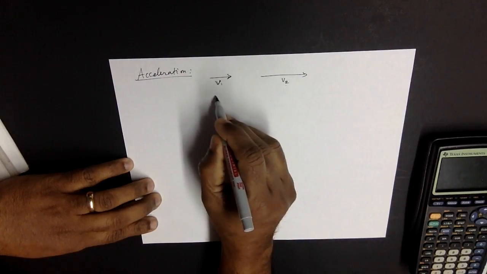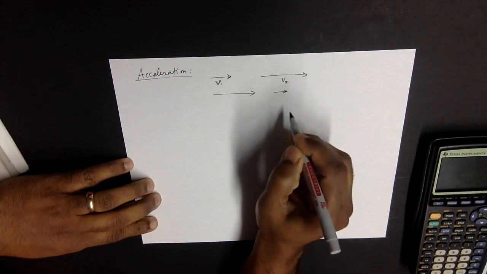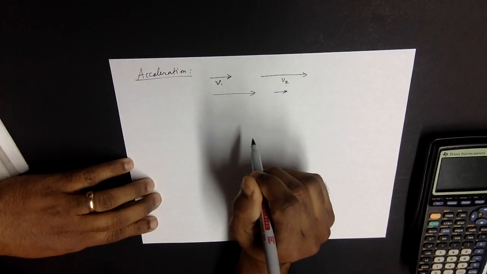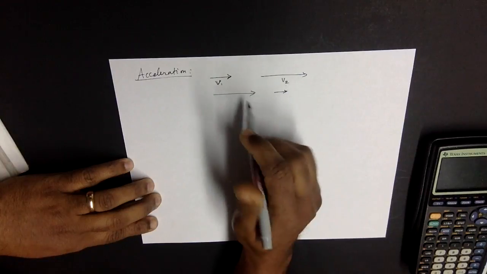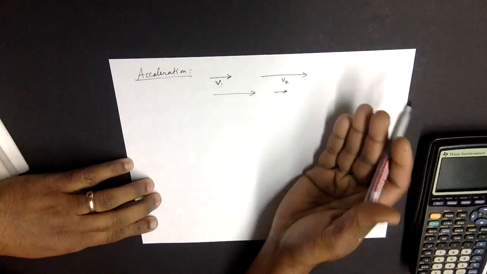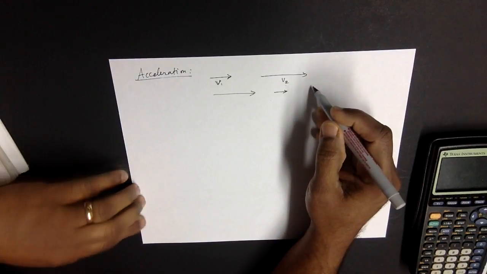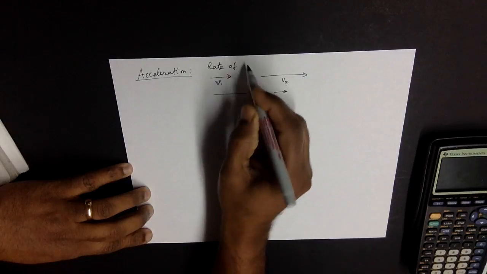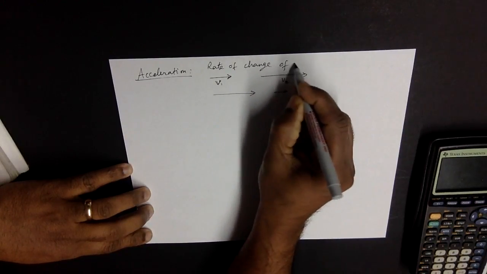On the other hand, if you have a velocity like this to start with, and then it reduces to this, that means it is decelerating. So deceleration is like slowing down, and acceleration is when it's speeding up. That's one way of looking at it. So what is acceleration? Acceleration is a rate of change of velocity.